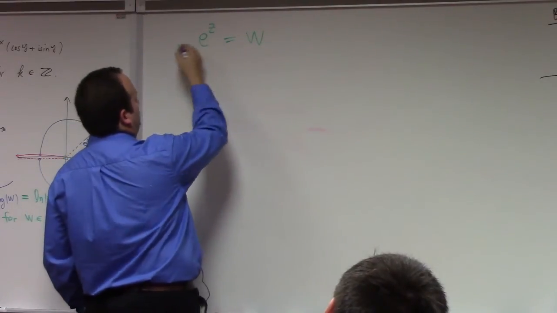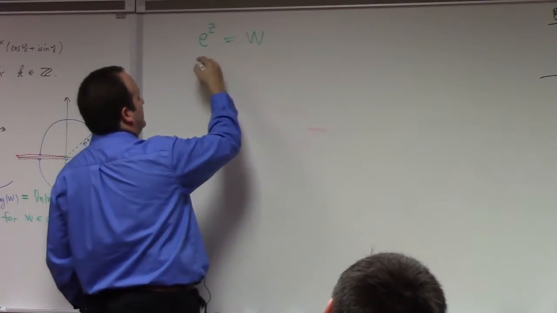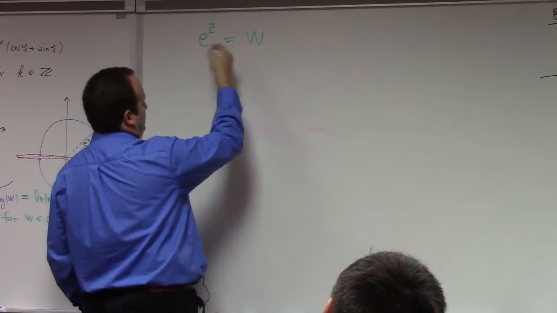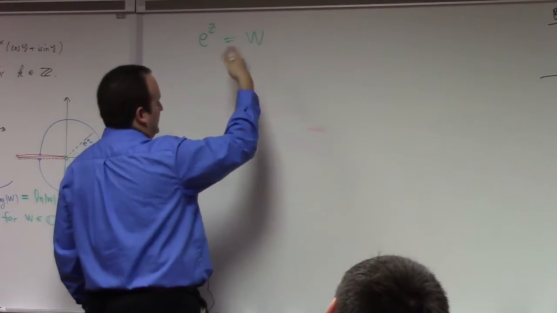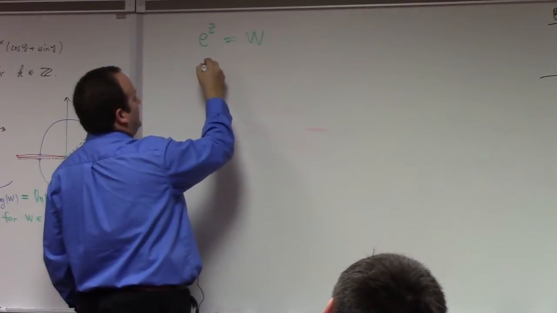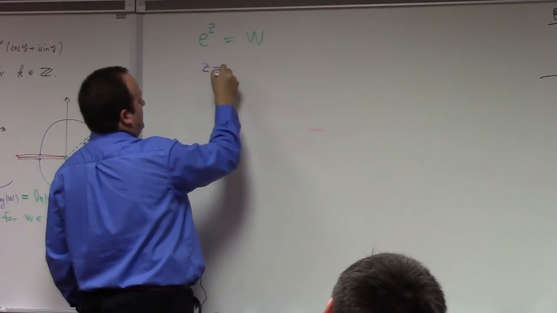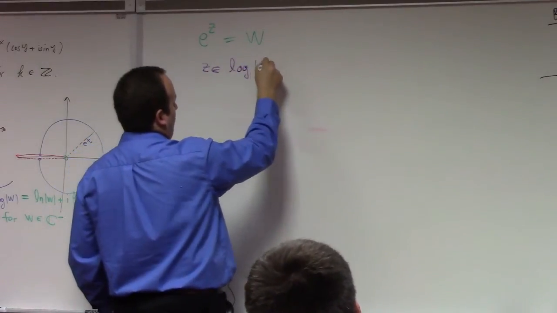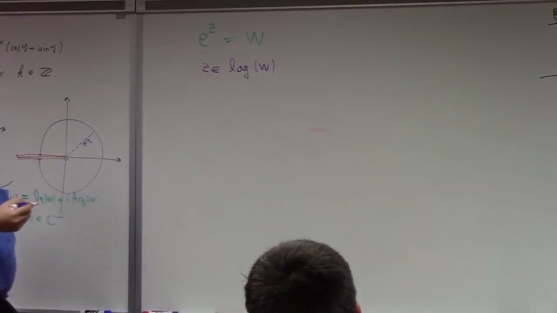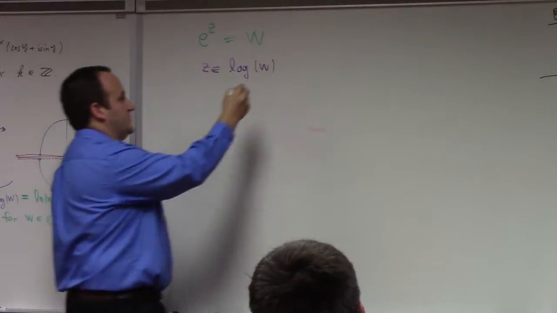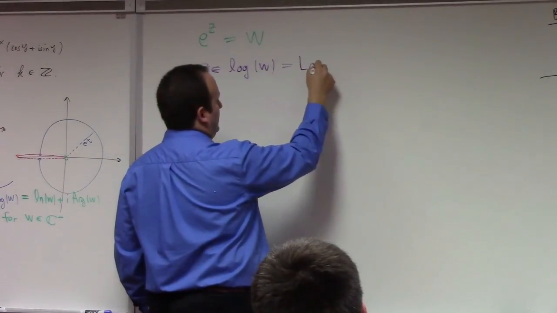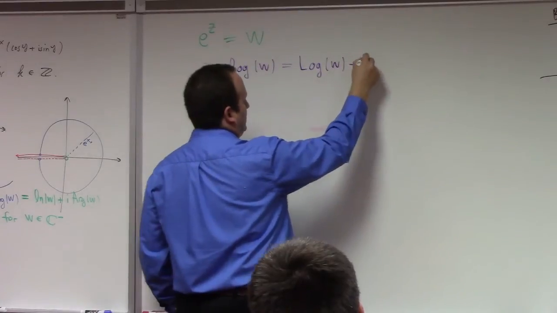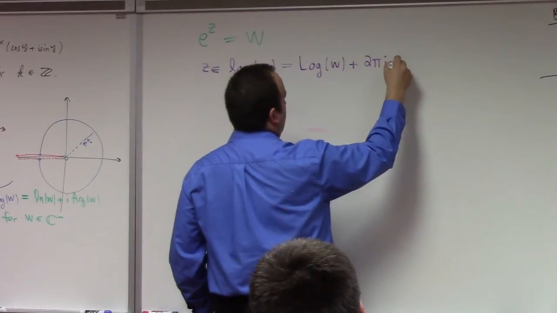Just not to reinvent the wheel here, we did it all last time, but what you get is that z is an element of log of w, where log of w is a set of values. It's actually equal to the capital log of w plus 2 pi i times an integer.